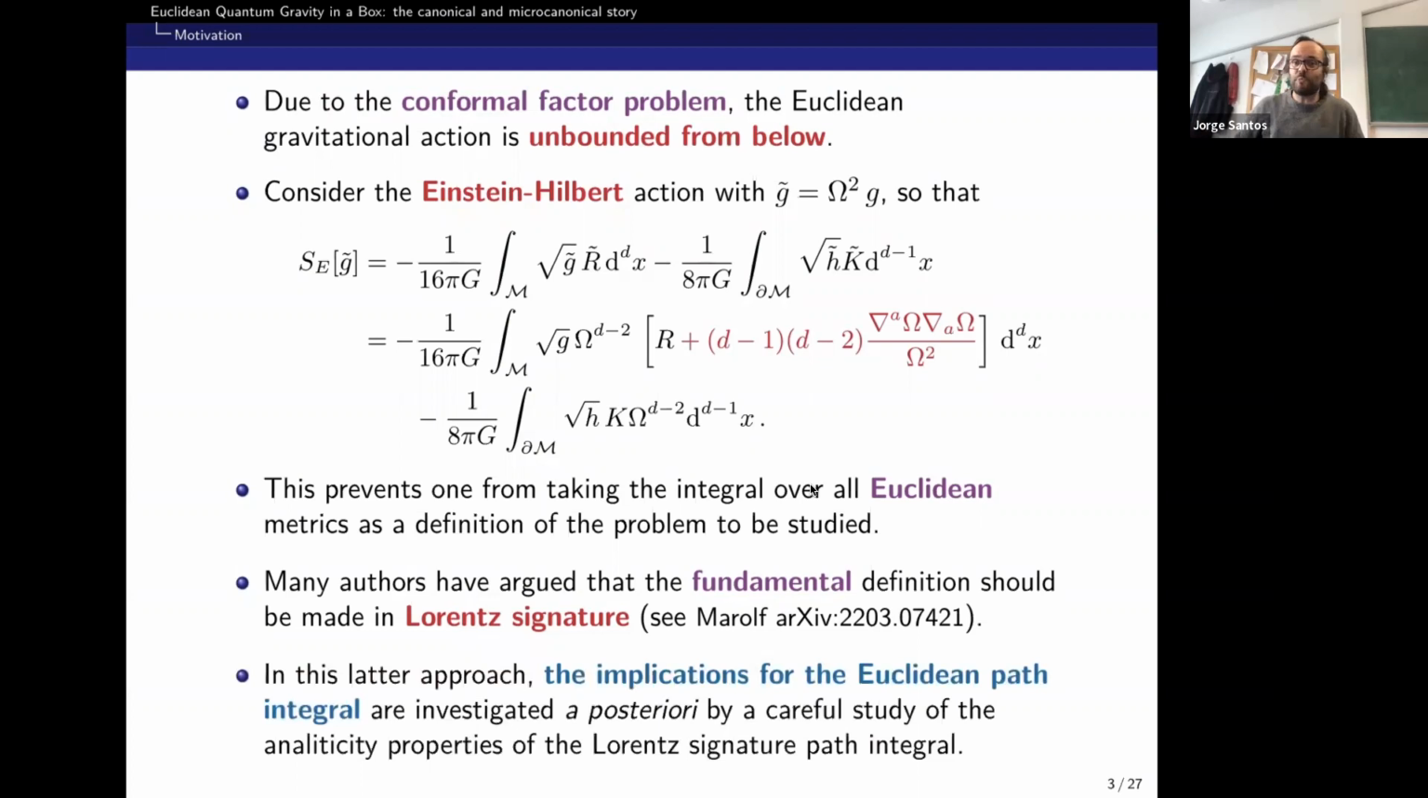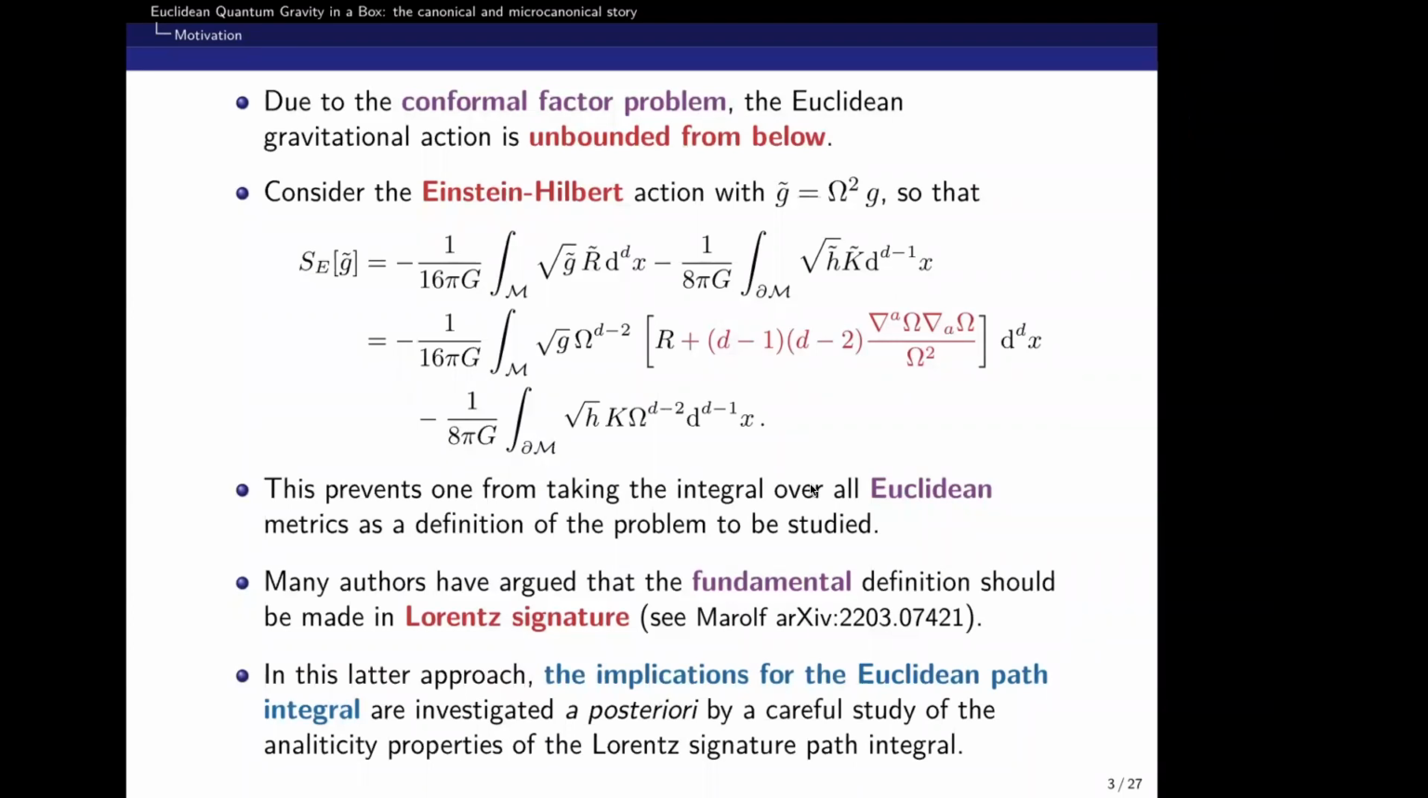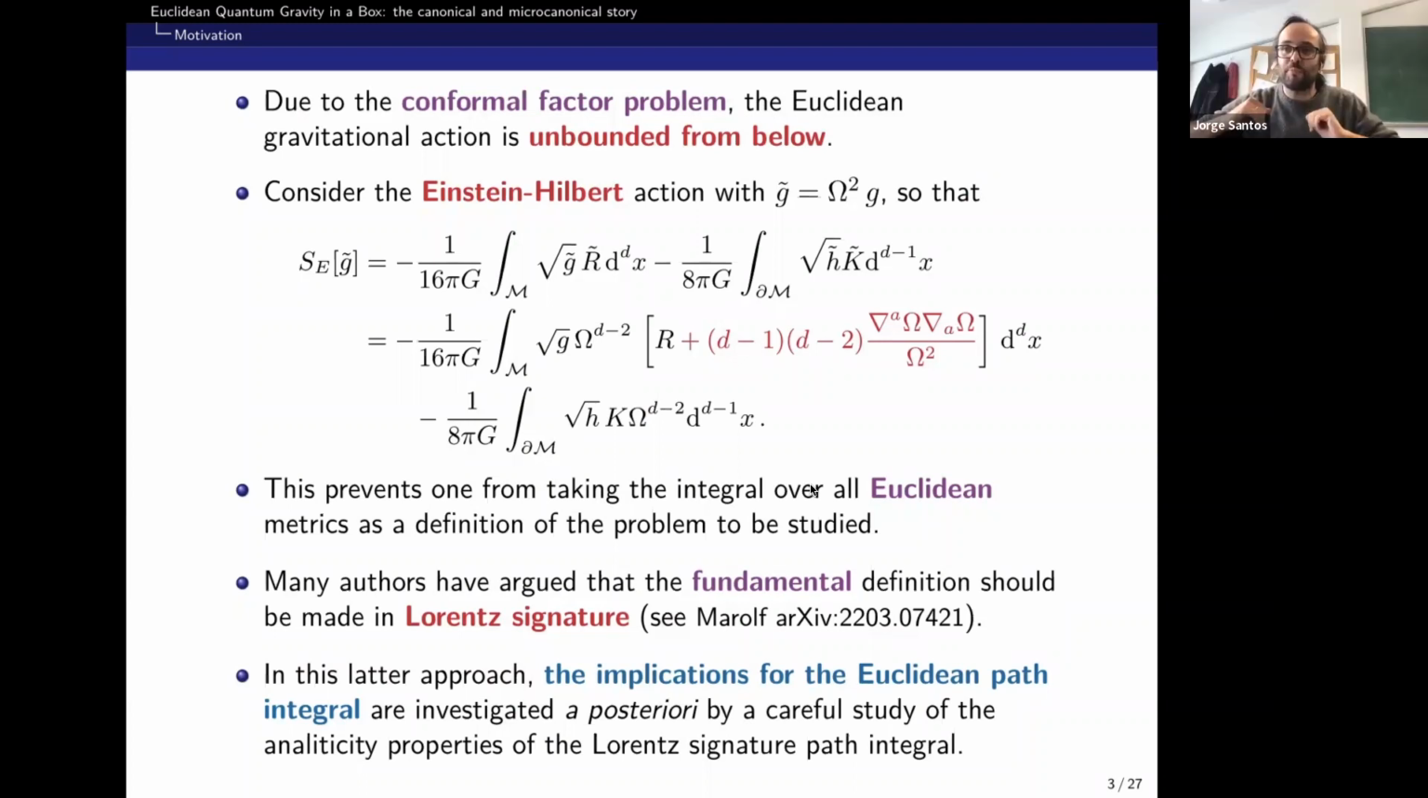Now, in this latter approach, where you actually start with the Lorentzian path integral with a particular contour, the implications for the Euclidean path integral are discussed and investigated a posteriori. We start with something that is always convergent. We find the path that makes this as Euclidean as it gets, and that will give you the information about the Euclidean path integral. So what I'm trying to say is that it would be amazing, though nobody knows how to do this, if you could deduce the Euclidean path integral in gravity from the Lorentzian path integral. This is possible to do, for instance, for Yang-Mills.